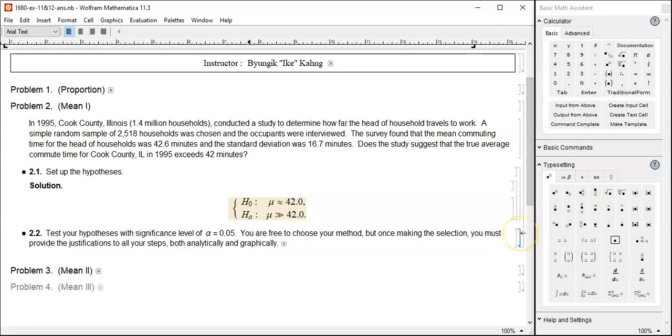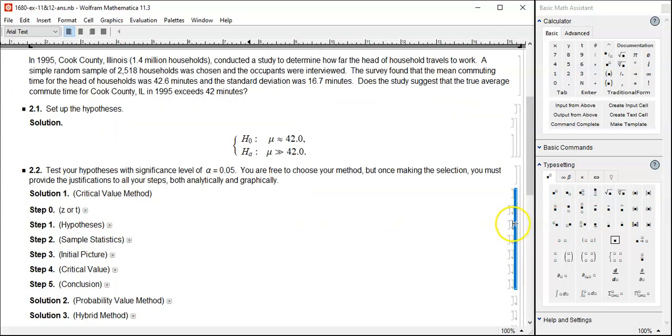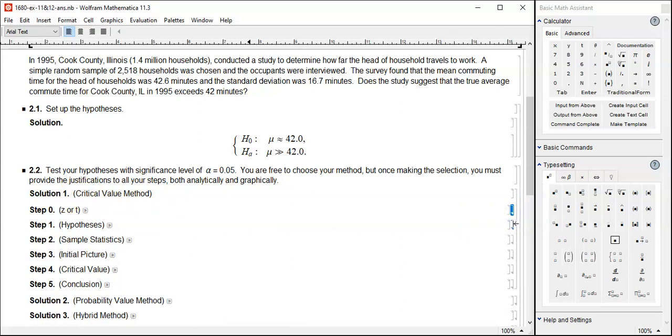Okay, all right, let's test the hypotheses. As before, we're going to talk about the critical value method first. So draw the normal picture around 42 minutes, and that's natural to you because after all that's the null, and then find out the critical value to the right. Well, the sample size is really large, so clearly this is a z-test problem, not a t problem.